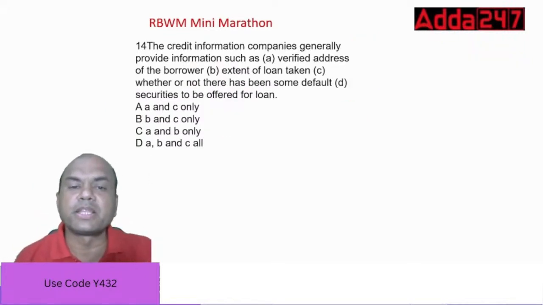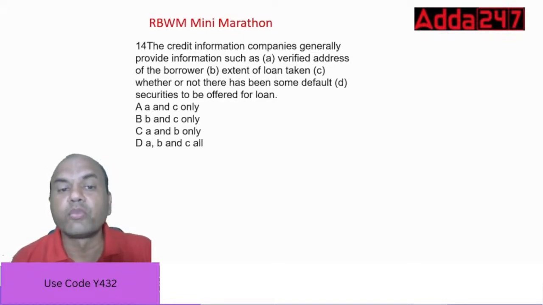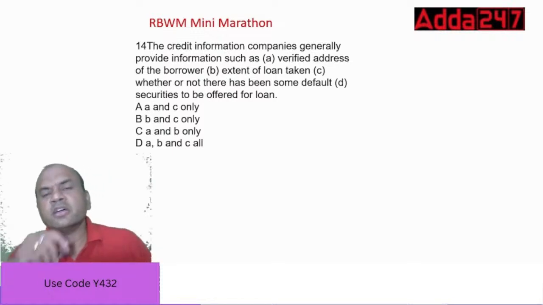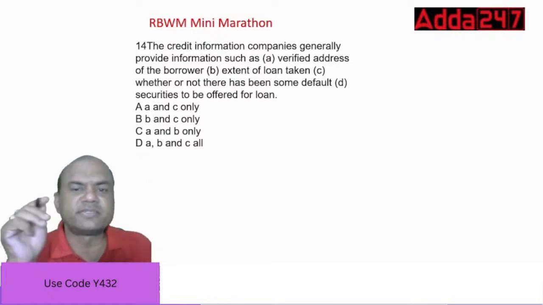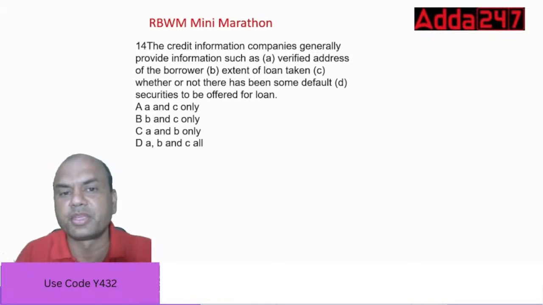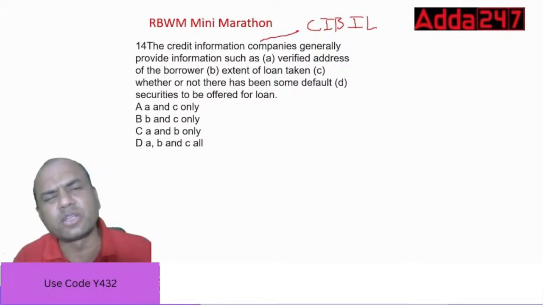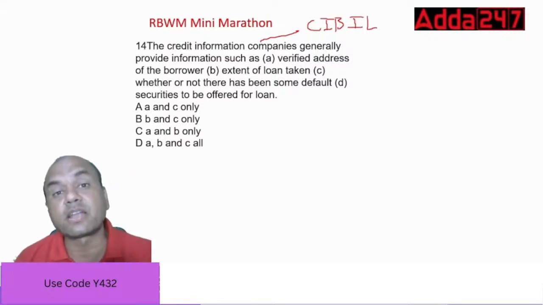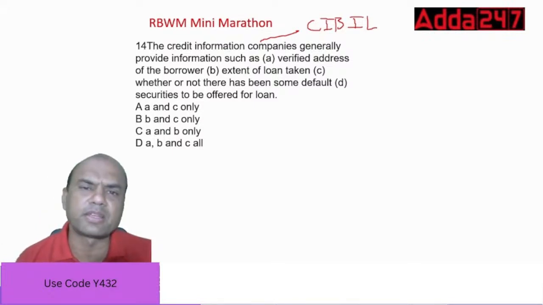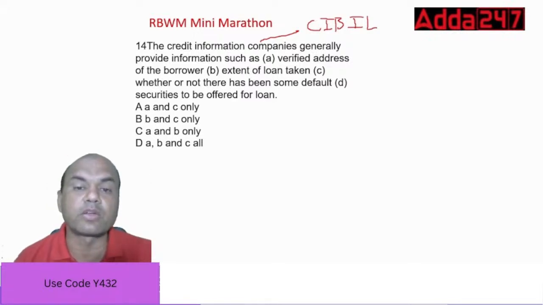The credit information companies generally provide information such as verified address, extent of the loan taken, whether or not there has been a default, and securities to be offered. What is a CIC? This is CIBIL. CIBIL is only one; there are many, like Equifax, TransUnion, Dun and Bradstreet. So this credit information company generally provides verified address, extent of the loan taken, and whether or not there has been a default.